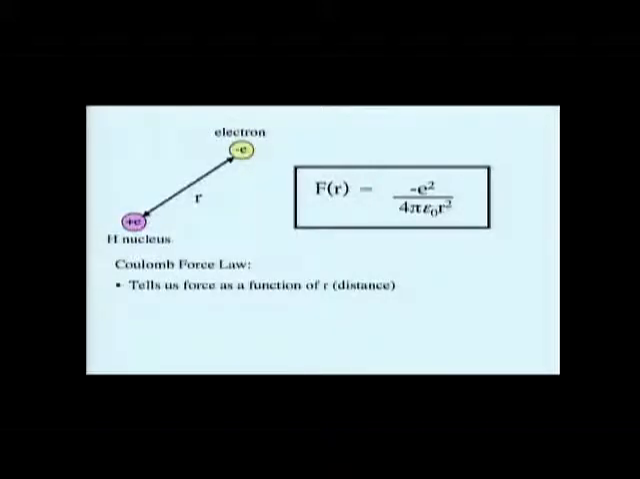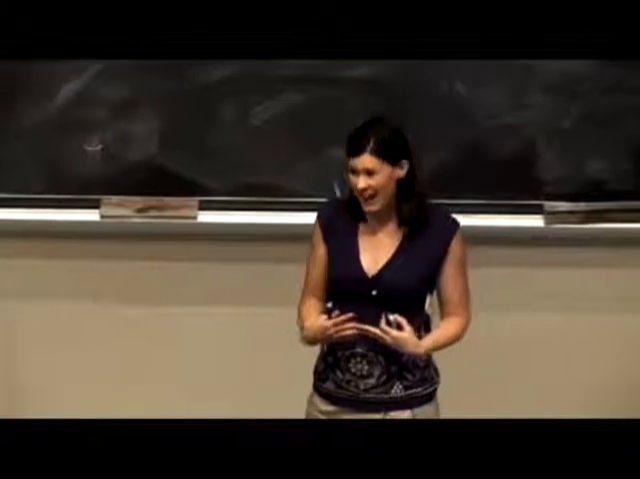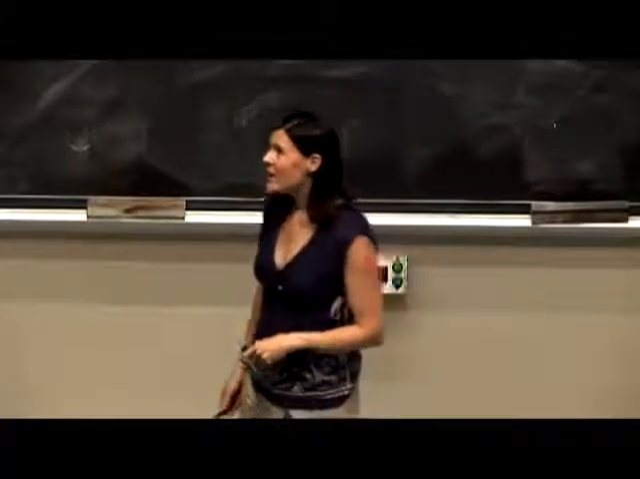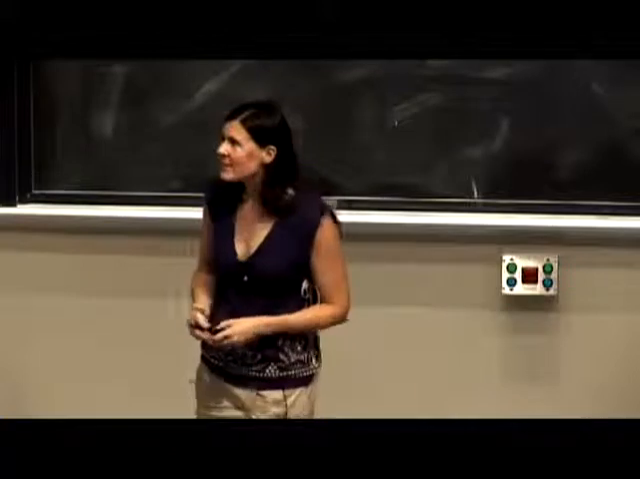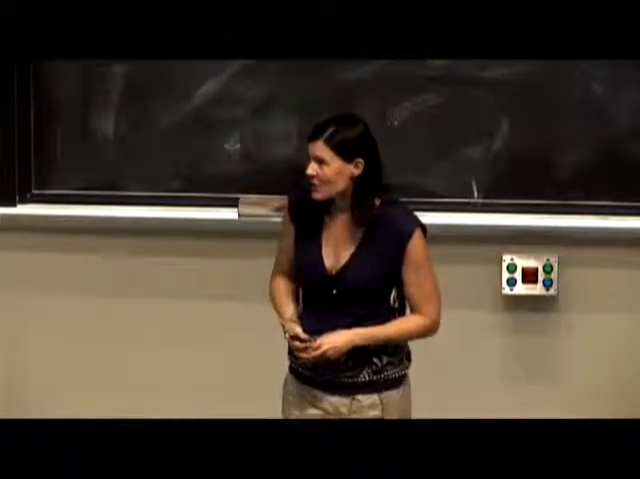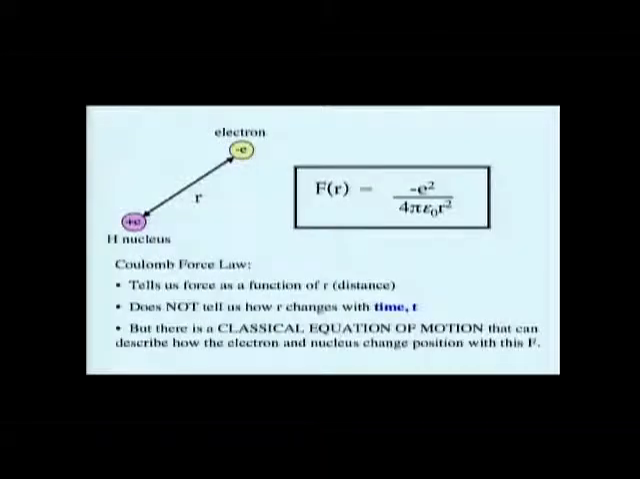But what it does not tell us, which if we're trying to describe an atom we really want to know, is what happens to the distance as time passes. So r is a function of time. But luckily for us, there's a classical equation of motion that will in fact describe how the electron and nucleus change position or change their radius as a function of time. So does anyone know which classical law of motion that would be?